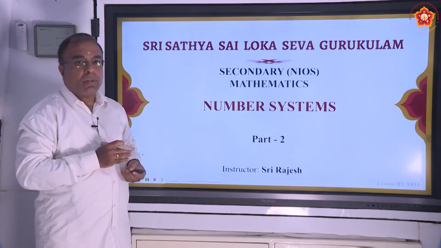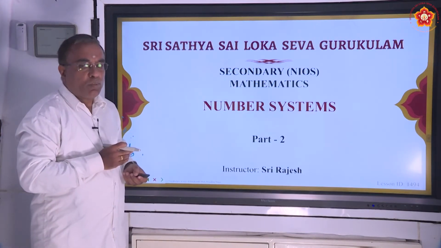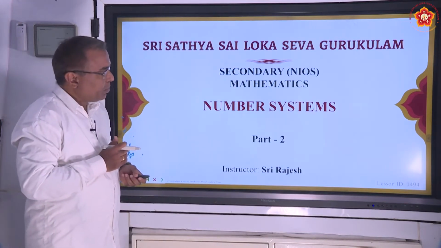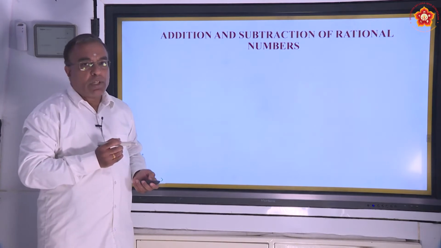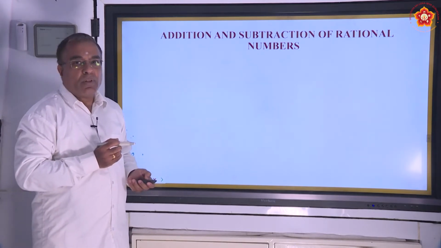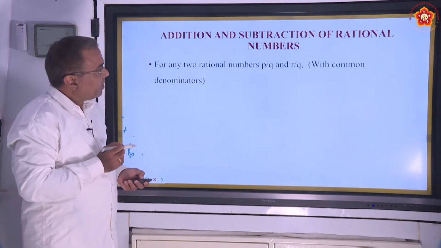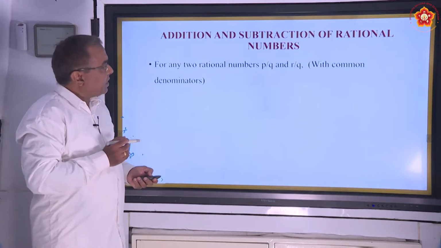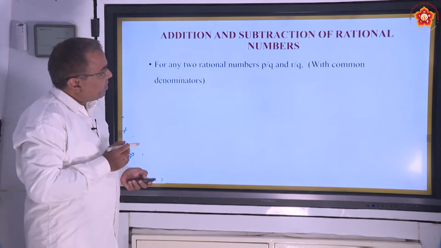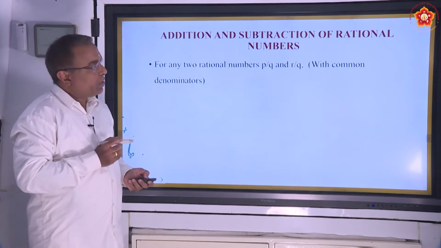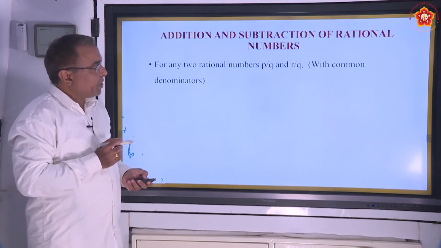Sai Ram. Today we shall discuss more about number systems. We will discuss some important operations of rational numbers. First, let us see what happens when we have any two rational numbers with common denominators.